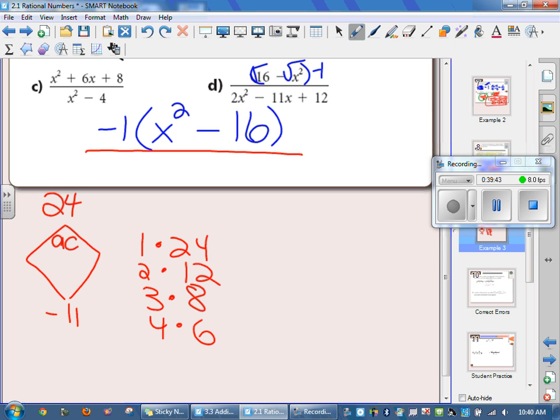Now, which 2 number combinations are going to give you the -11? The 3 and the 8. Good. So now I know my wings are -3 and -8. But what are my factors of A? What multiplies to give you a 2? 2 and 1. So you've got to start your brackets now with 2x and 1x.